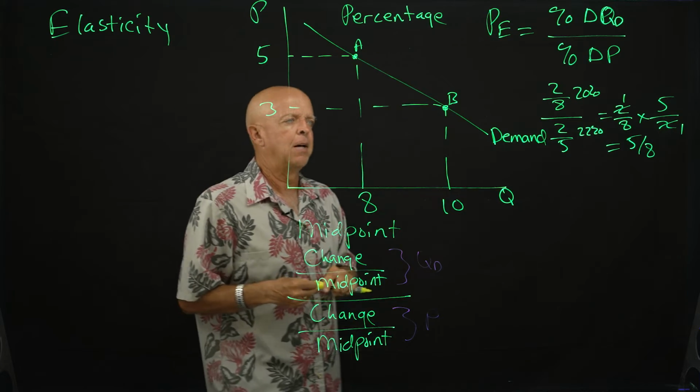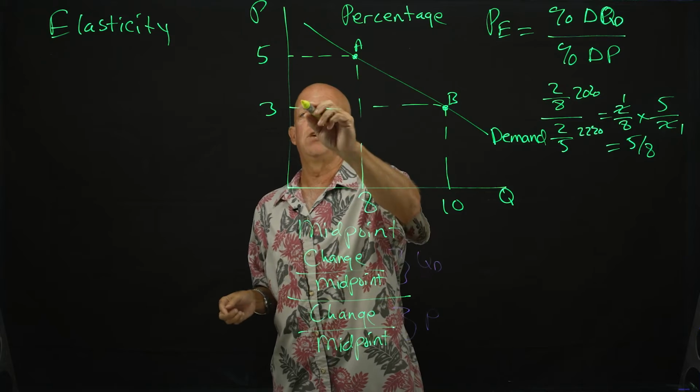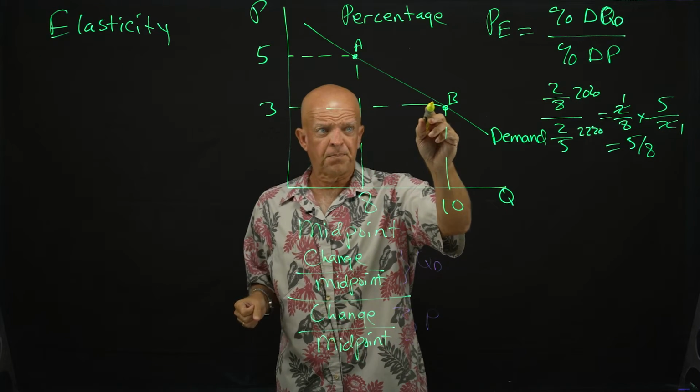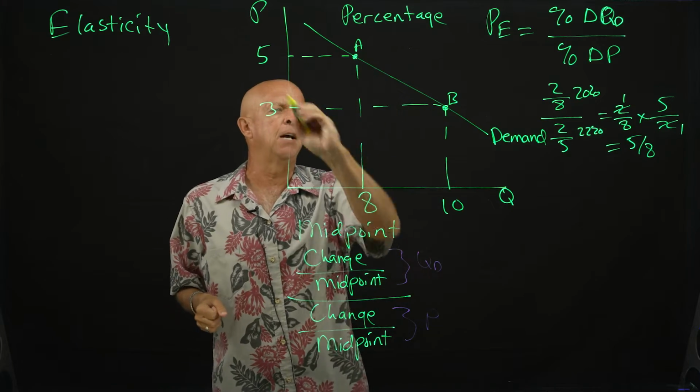And when you have 5/8 like that, as you'll learn later, this 5/8 is actually below 1 and it's inelastic. Now that's all well and good as we're going from A to B, but what about the other way, increasing the price from 3 to 5, so from B to A.